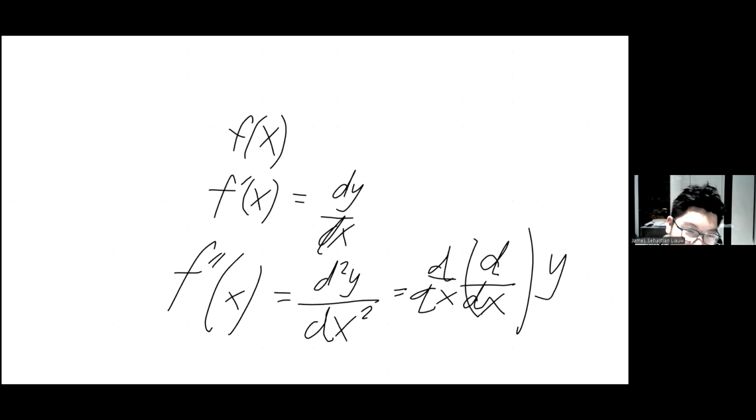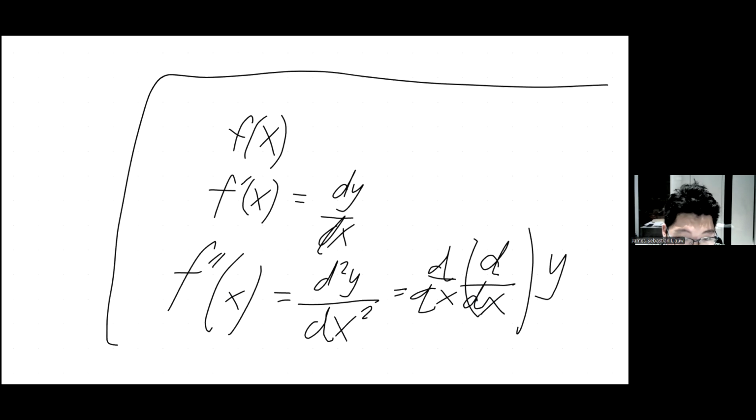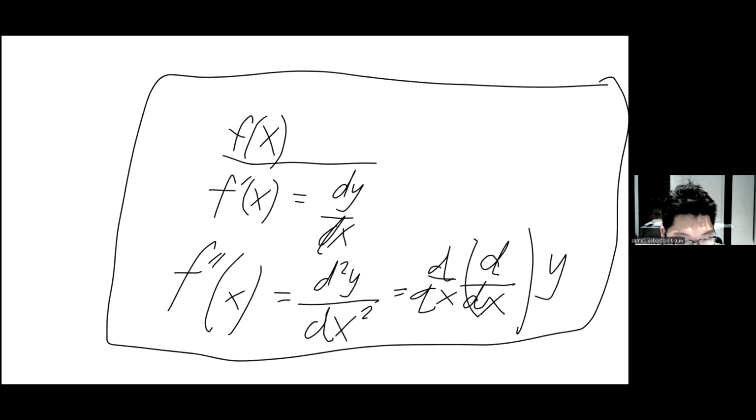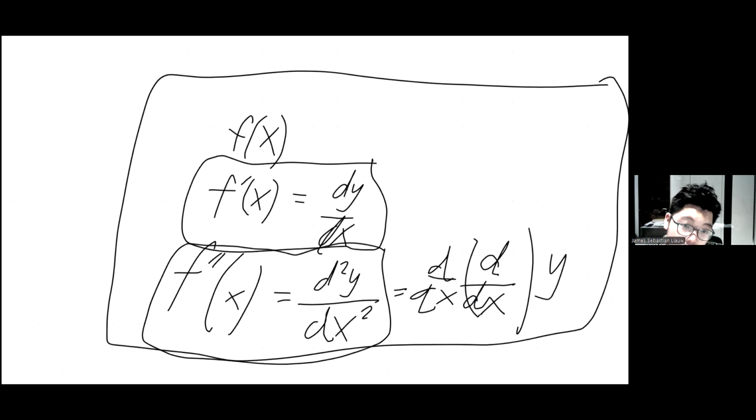So these are all actually just the same thing. These are just two different notations for the derivative. This is called Leibniz notation, and this is called Lagrange notation. In the exam, all you have to know is that both of these are just the same.